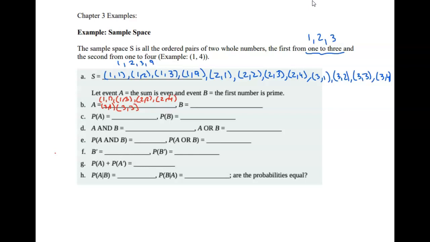All right, event B, the first number is prime. A prime number is a number that divides only by 1 and itself. 1 is not considered a prime. Right? 2, 3, 5, 7. Here from the first numbers, 2 and 3 are prime, but 1 is not. So the first number is prime is going to be everything starting with 2s and 3s.